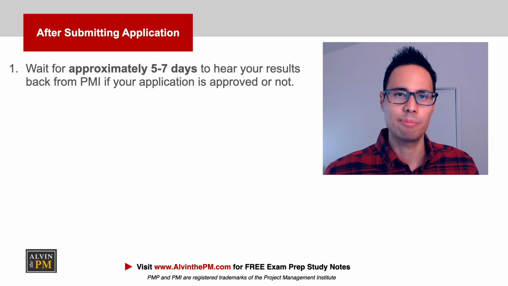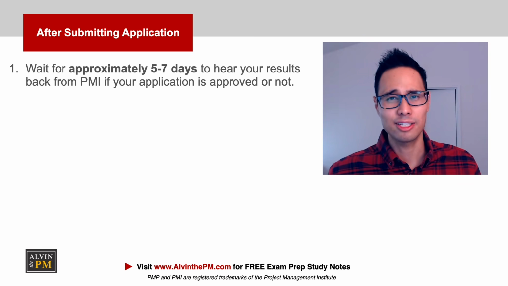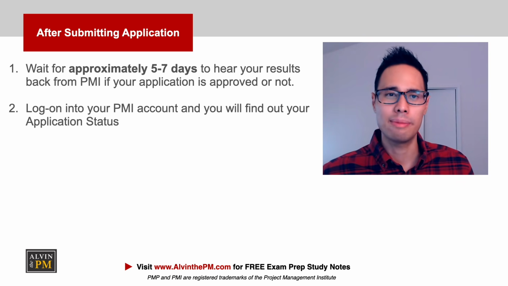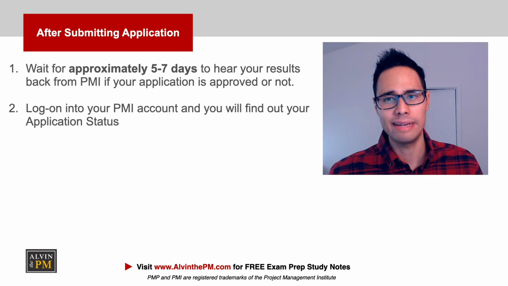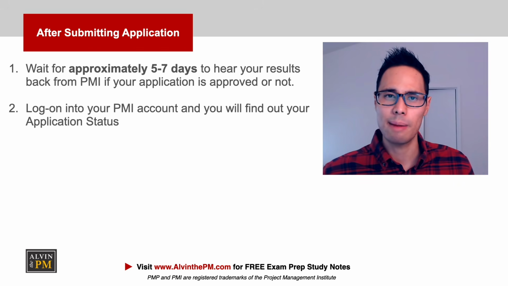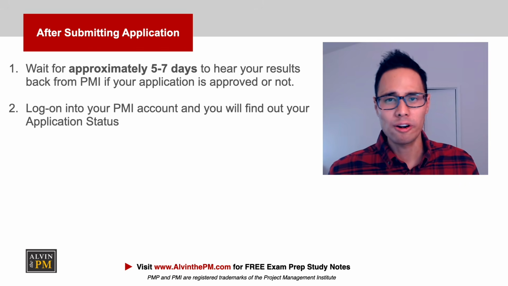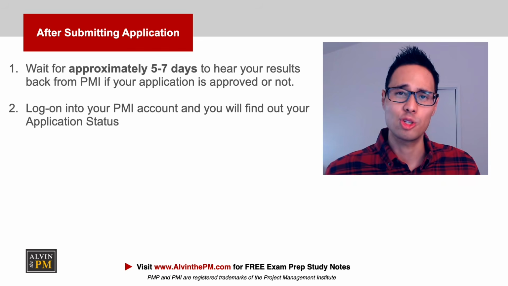Once you submit your application to PMI, wait approximately 5 to 7 days to hear back from PMI. If you're not contacted directly, log on to your PMI account and you'll see a message on your dashboard telling you whether your application has been approved or if PMI is requesting your application to be audited.